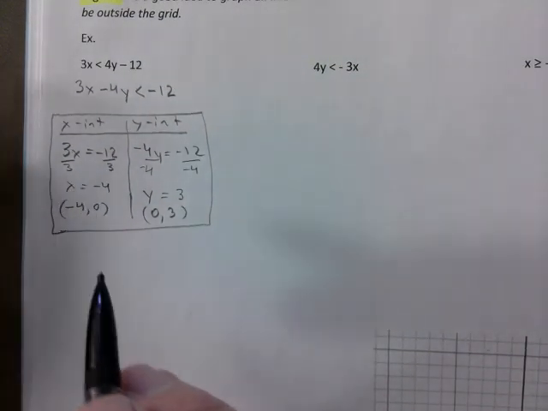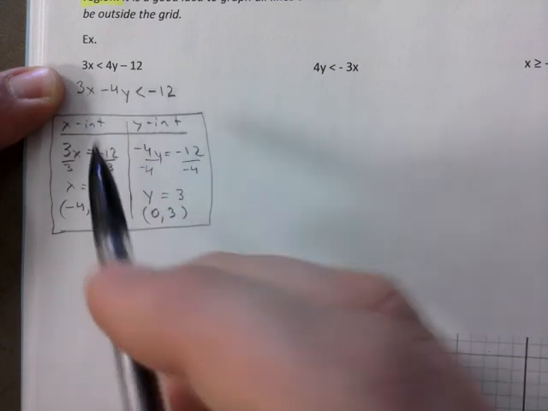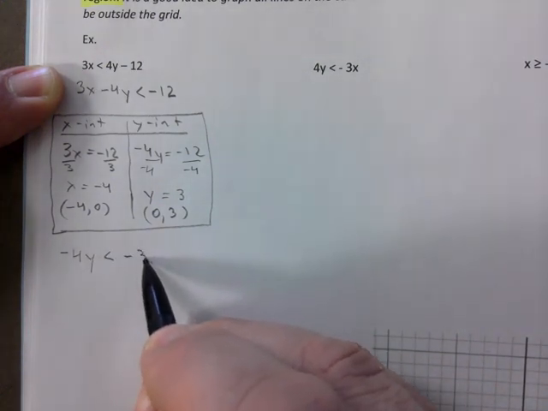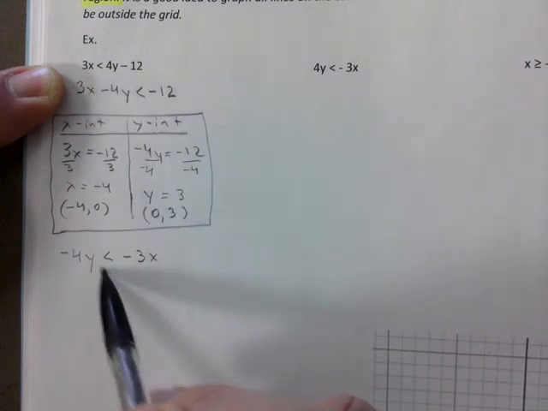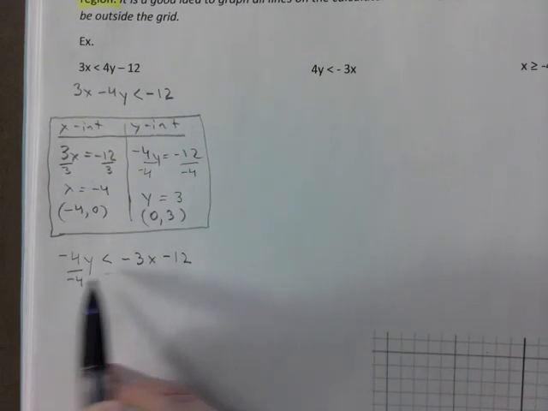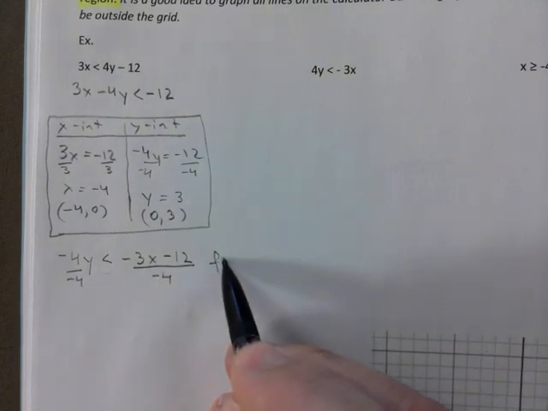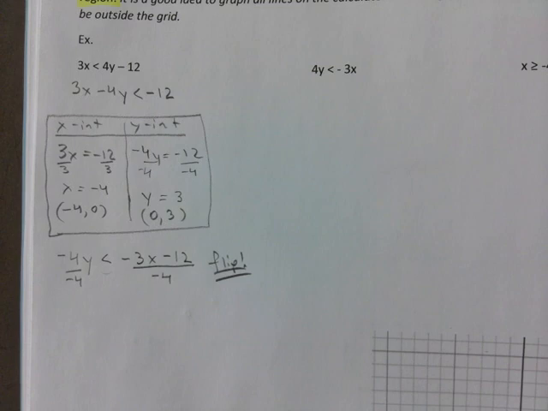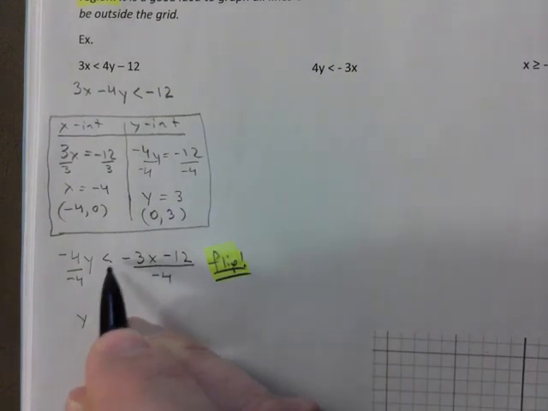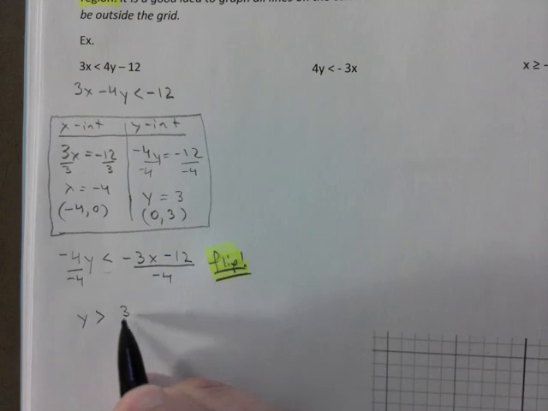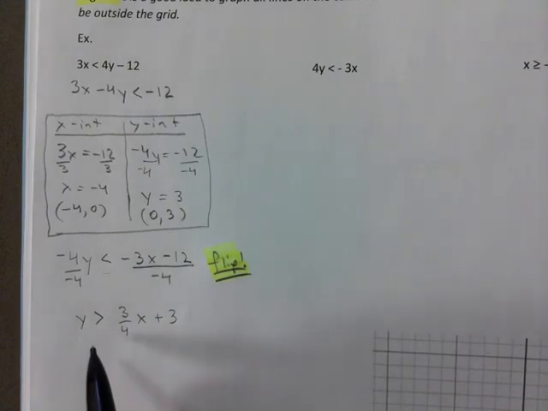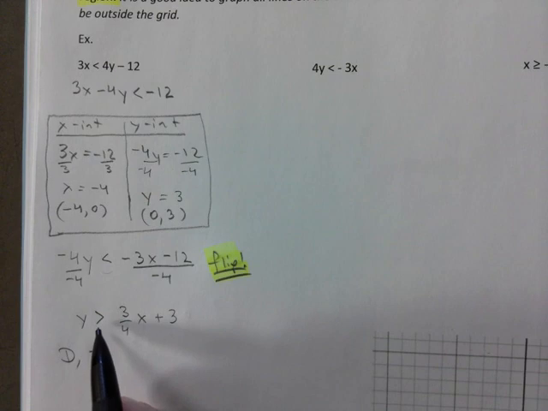Rewrite it. So I'm taking the one I already started to rewrite, and I just want to leave y on its own, right? That's my ultimate goal. 3x comes over, subtracting, and the -12 is already there. Divide by -4. Flip, right? So y, instead of that way, it's going to point the other way. And that's 3/4x plus 3. Okay, dashed. True is above.